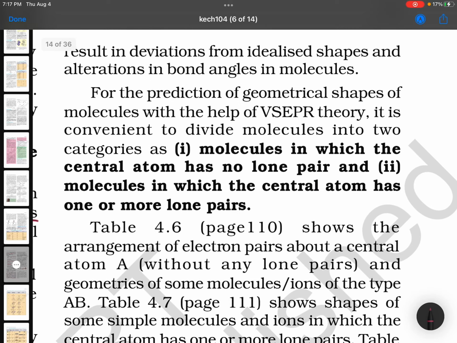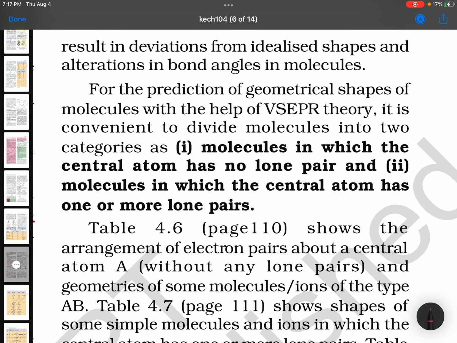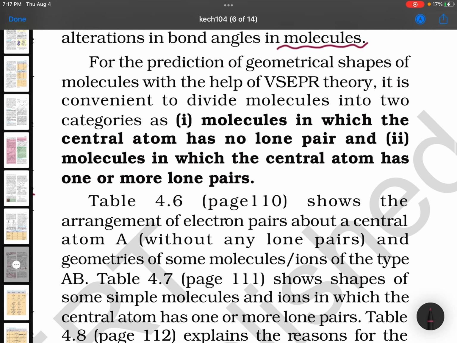Okay, these repulsion effects result in deviation from idealized shapes and alterations in bond angles in molecules. That means some changes will be there. For example, 3 electron pairs are there. It should be trigonal planar, but if one of them is a lone pair, it will change. For the prediction of geometrical shapes of molecules with the help of VSEPR theory, it is convenient to divide molecules into two categories: molecules in which the central atom has no lone pair and molecules in which the central atom has one or more lone pairs.